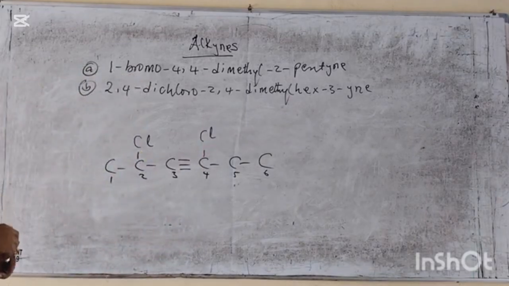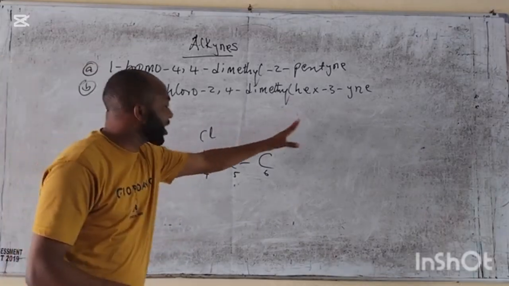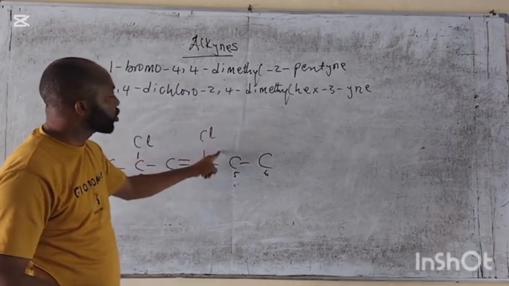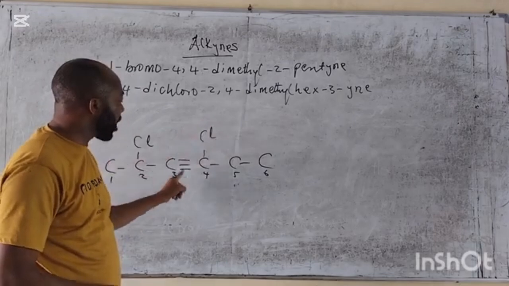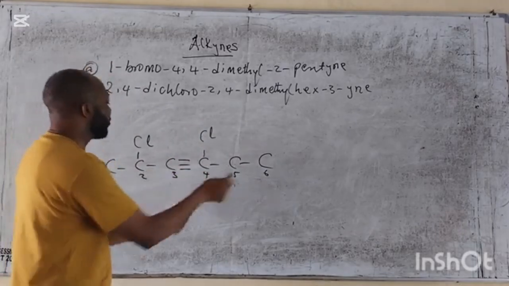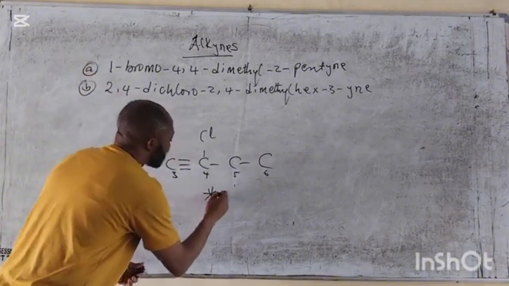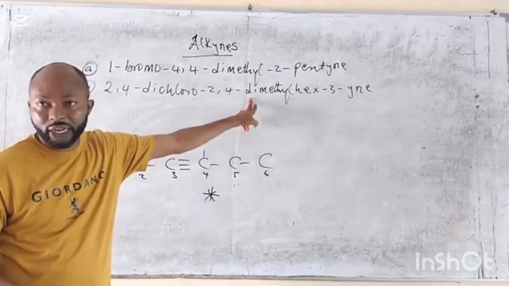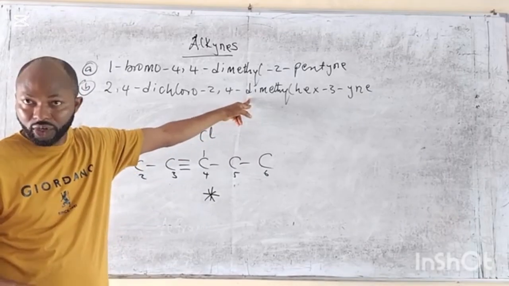Something is wrong. If this is 3-yne, which means it's in the middle, and they are asking you to put chlorine here in 4, that means 1, 2, 3, 4, 5. This is not possible, tetravalency does not allow it. So as such, the question is incorrect. So that is how you can take note of that.